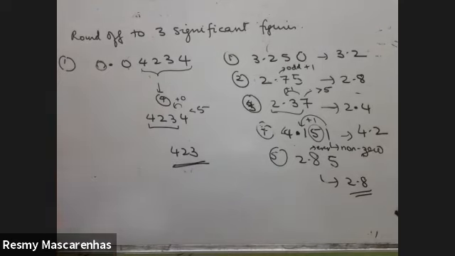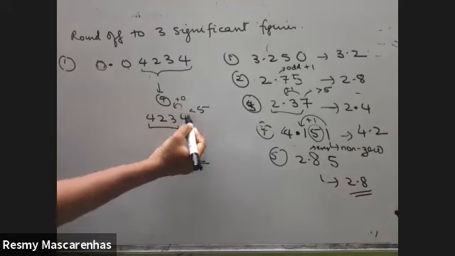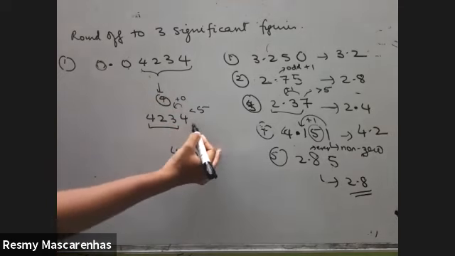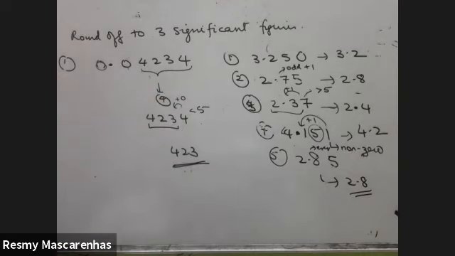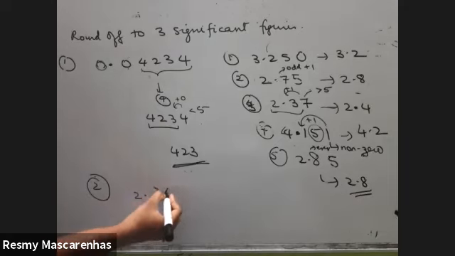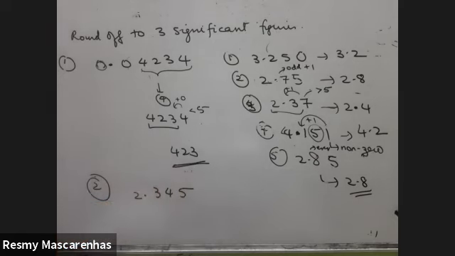Then from there on, the rules remain the same. If there is 5, then you have to check the next digit. If there's no number, then check whether this digit is odd or even. That way it works, the same as previous. Up to 3 significant digits. Anyone tell me what will be the answer?